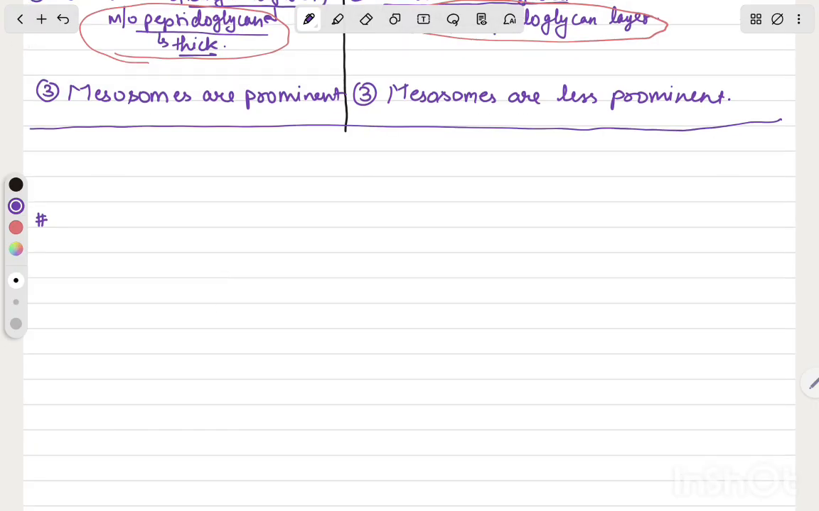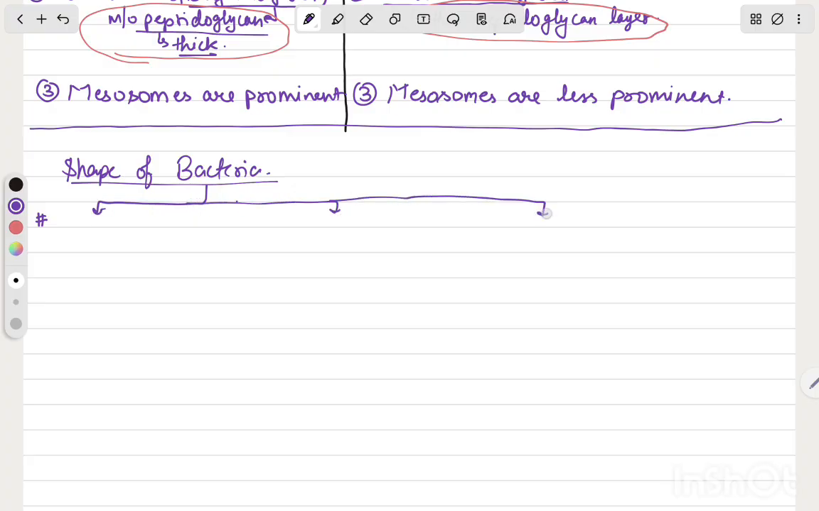Next, in the prokaryotic cell is the shape of the prokaryotic cell, or shape of bacteria. If we consider the shape of bacteria, we have 4 different categories on the basis of their shape. Number 1 is coccus or cocci. That means they have a spherical shape.